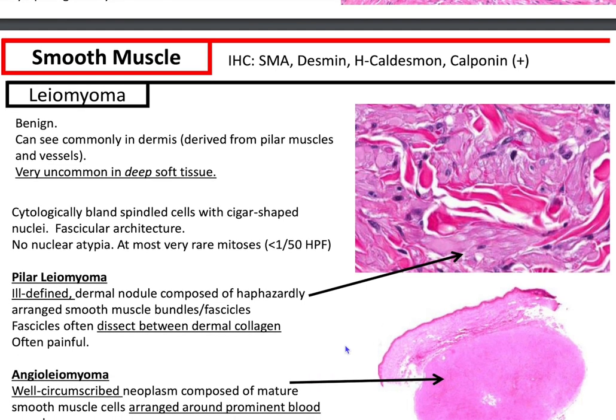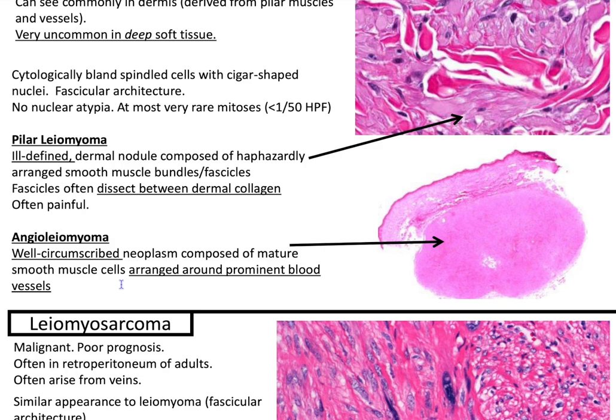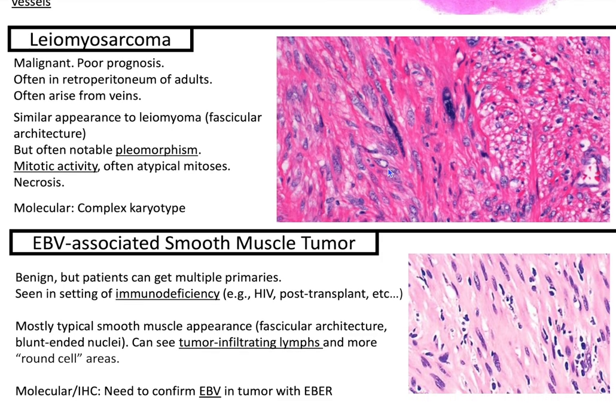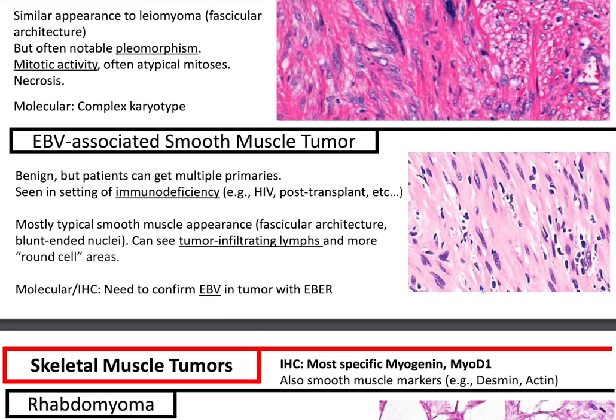Smooth muscle, you can have leiomyomas, you can have pilar leiomyoma, angioleiomyoma, you have your leiomyosarcomas, often notable pleomorphism and often atypical mitoses. EBV associated smooth muscle tumor seen in setting of immunodeficiency, and you'll see tumor infiltrating lymphocytes in the background of the smooth muscle tumor, and you need an EBV stain to confirm.